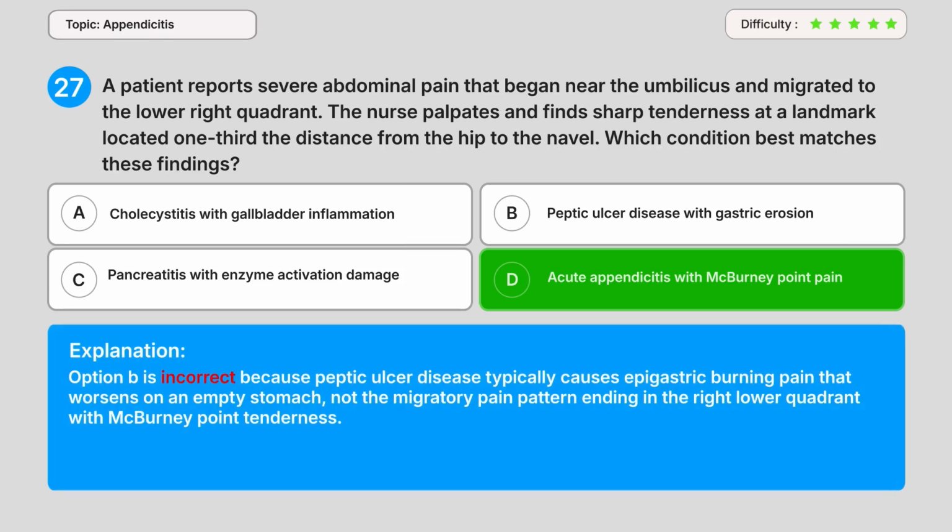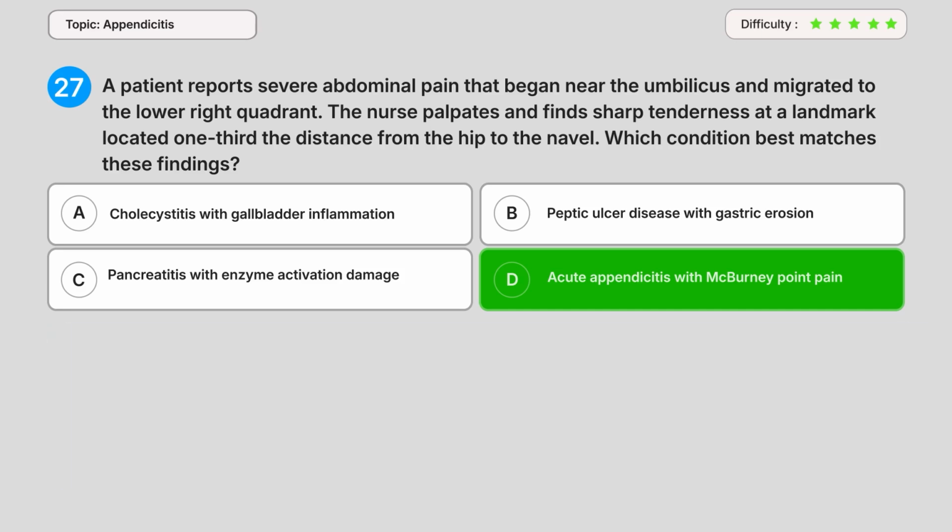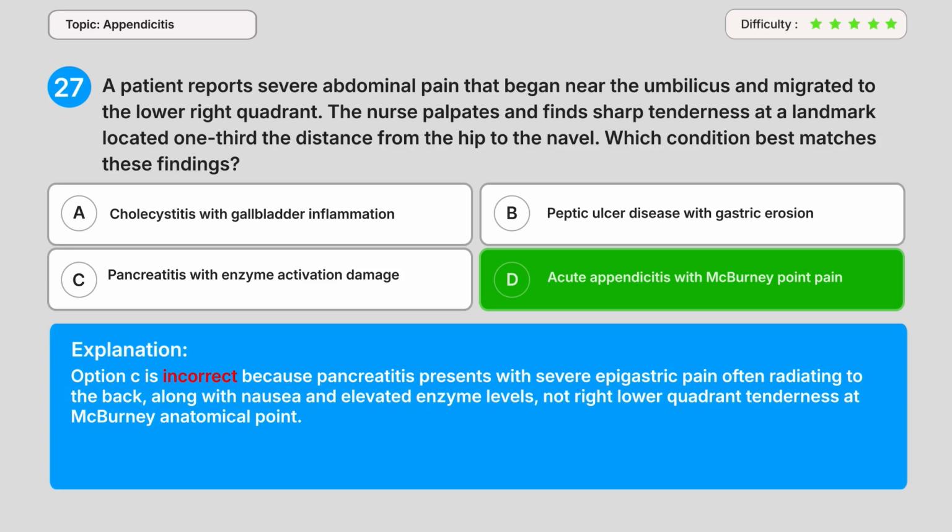Option B is incorrect because peptic ulcer disease typically causes epigastric burning pain that worsens on an empty stomach, not the migratory pain pattern ending in the right lower quadrant with McBurney point tenderness. Option C is incorrect because pancreatitis presents with severe epigastric pain, often radiating to the back, along with nausea and elevated enzyme levels, not right lower quadrant tenderness at McBurney anatomical point.